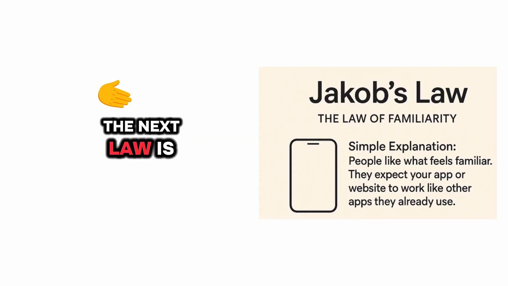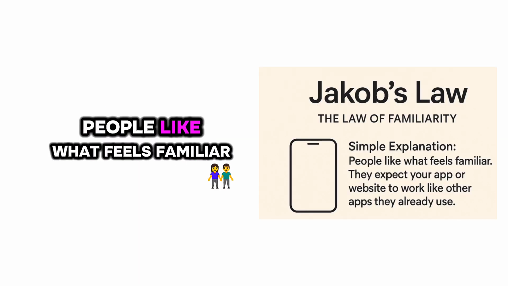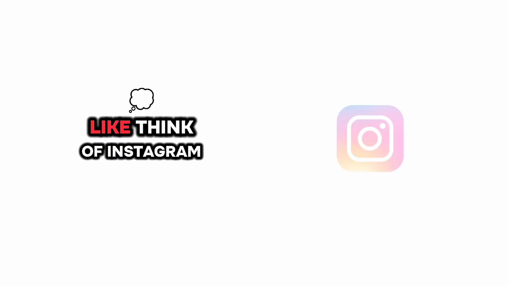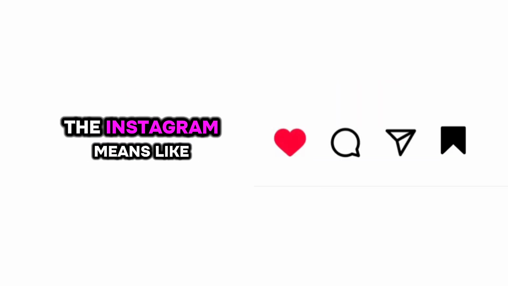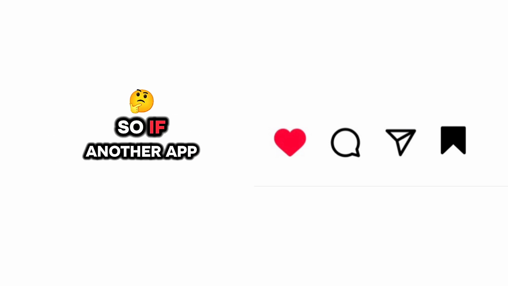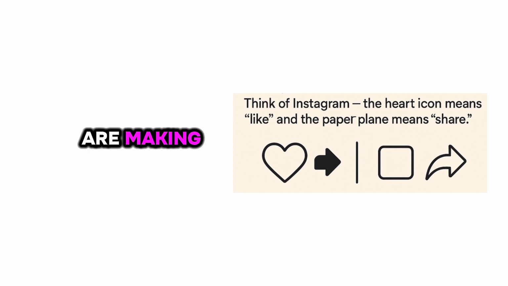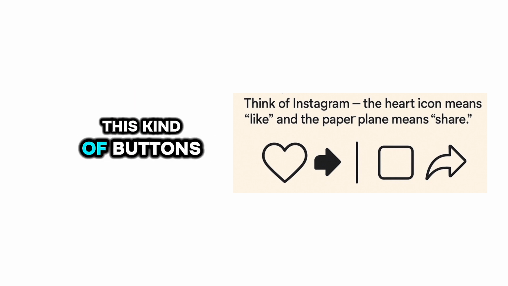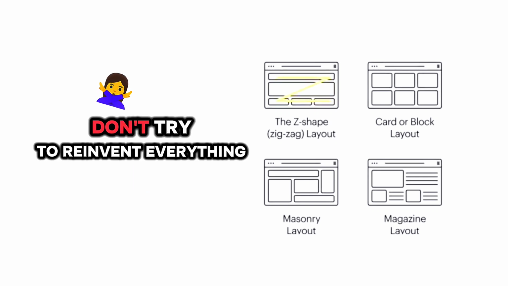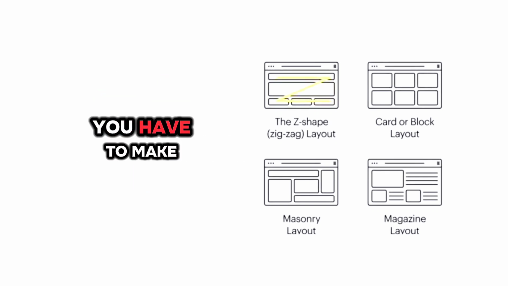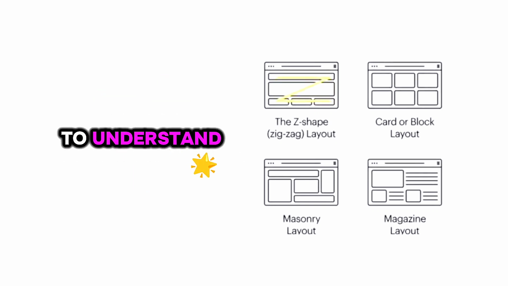The next law is Jakob's law. It means that people like what feels familiar. Think of Instagram. The heart icon on Instagram means like, and the paper plane means share. So if another app or website uses buttons like share, stick to common icons, layouts and navigation patterns. Don't try to reinvent everything. You have to make it easier for users to understand, not complicated.